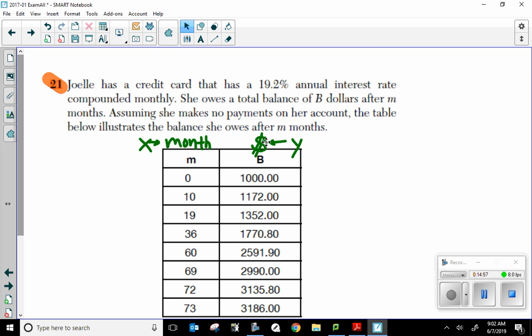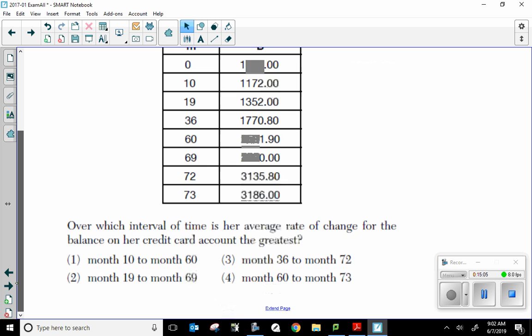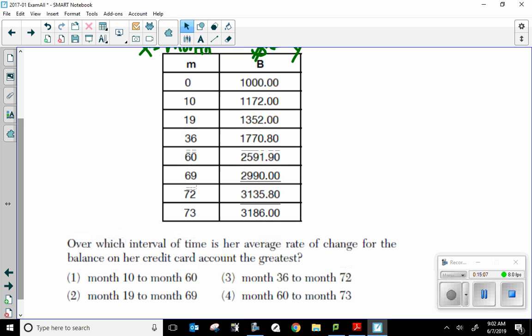Assuming she makes no payments on her account, the table below illustrates the balance she owes after M months. Here you go. So we look down here. That's a lot of scratch this girl owes. All right. So it says, over which interval of time is her average rate of change for the balance on her credit card account the greatest?